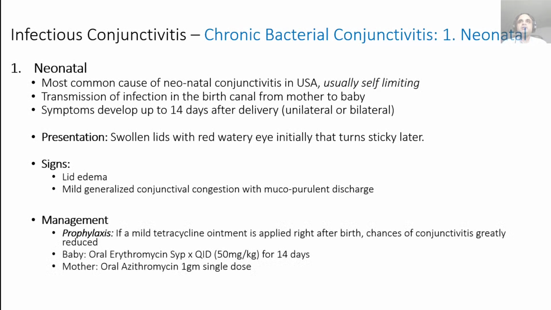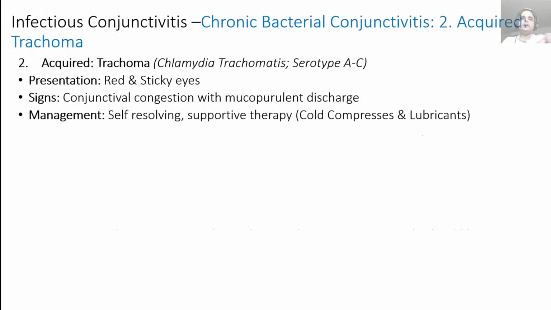give the baby erythromycin syrup 4 times a day, 50 milligram per kilogram for 14 days. And for the mother, it's azithromycin 1 gram single dose oral. If you apply tetracycline ointment to the baby's eye right after birth, the chances of developing this type of chronic conjunctivitis is much, much reduced. The acquired types of chronic bacterial conjunctivitis are trachoma and adult inclusion conjunctivitis. We'll do trachoma first, then we'll do adult inclusion conjunctivitis or inclusion conjunctivitis.